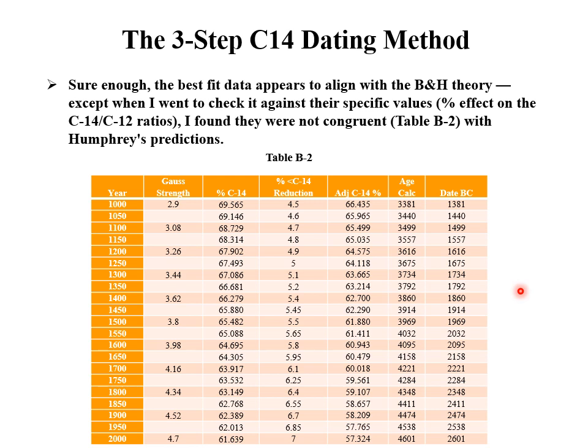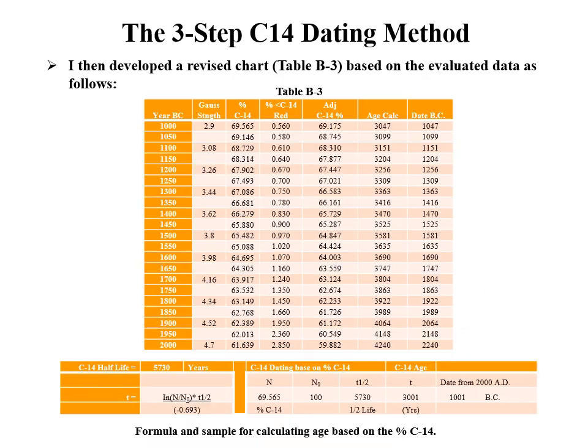Look at table B2 with Humphrey's prediction. Here's table B2. Here's the gauge strength that he predicted. Here's the percent of carbon 14. Here's the difference that he's saying it would be affected by, and what the BC date would be based on the percent differences. So he was wrong here. It doesn't match up to mine.